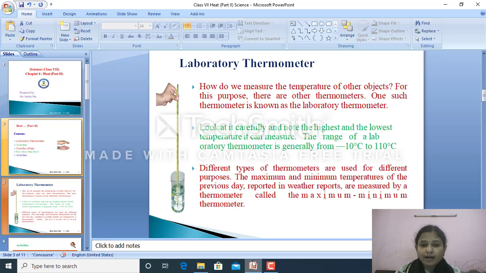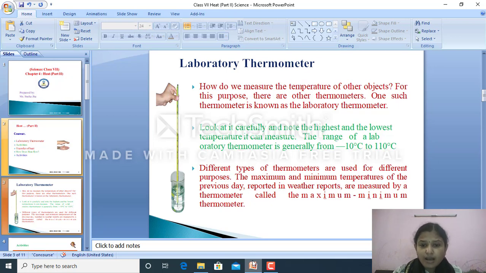And like the clinical thermometer has a range of 35 to 42, the laboratory thermometer has a range of minus 10 degrees Celsius to 110 degrees Celsius. It can check minus 10 degrees Celsius also. 0 degrees Celsius is the freezing point of water, like at 0 degrees the water can be converted into ice. So below that also it can check the temperature. So its range is minus 10 degrees Celsius to 110 degrees Celsius. That's such a wide range.